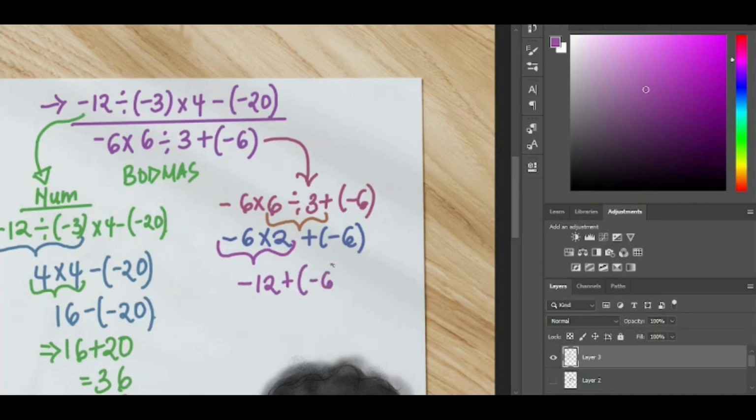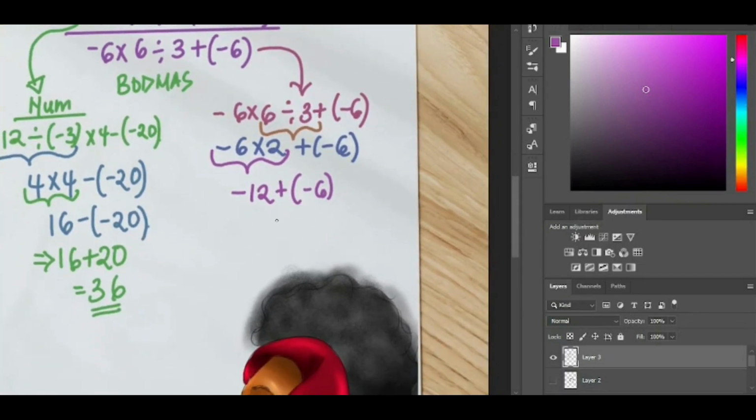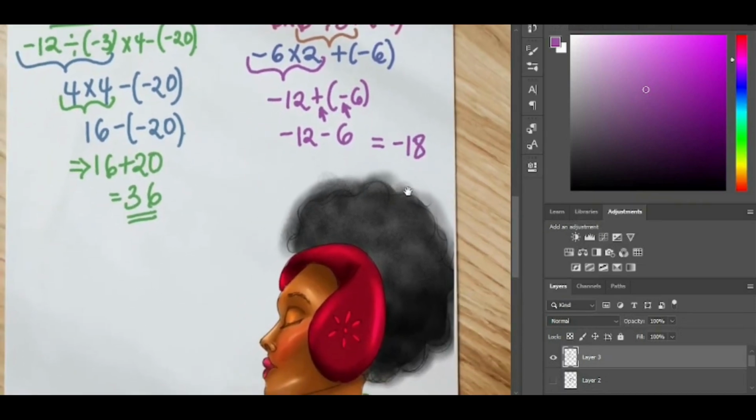So when you take negative 6, we multiply by 2, our answer is going to be negative 12, and then plus negative 6. So in this particular case, when we now want to solve the last bit, we'll have to resolve what is the answer when you add a positive and a negative. So we'll have negative 12 minus 6, because we have resolved the positive times the negative to become a negative. And then finally we work out negative 12 minus 6, and our answer is going to be negative 18. So that will be our answer for the denominator.